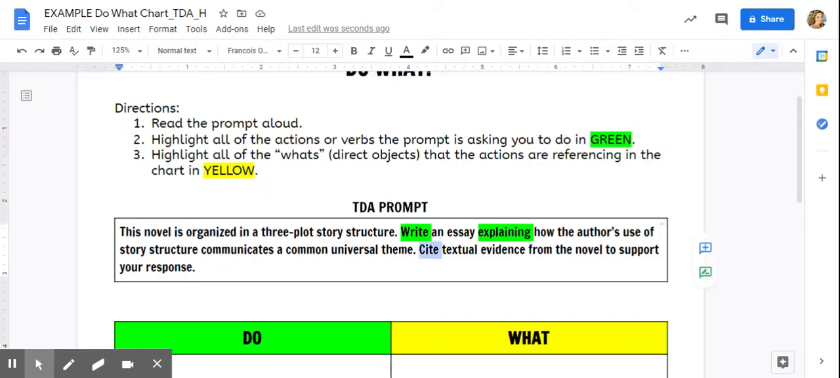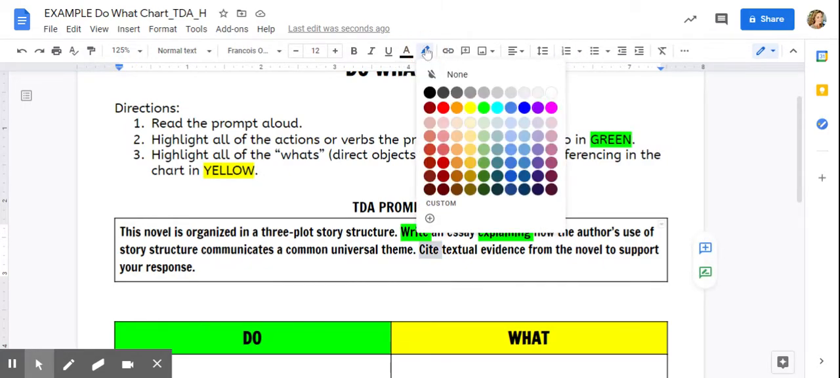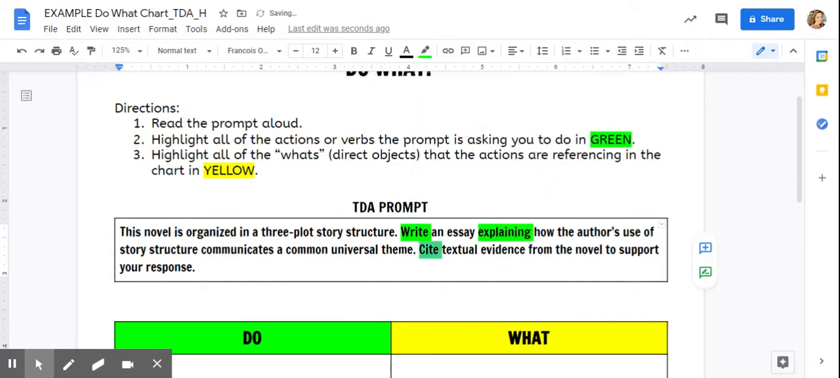Cite is a verb. That's something that we're going to have to do. You know that cite means to go into a text to find a sentence or two of evidence and copy it word for word, including quotes and page number. And we're going to embed that into your essay. That's what cite means. So we're going to cite textual evidence from the novel to support your response. I think that's it. Those are the three main verbs of what you're going to have to do. Let me look one more time. Cite textual evidence from the novel to support your response.